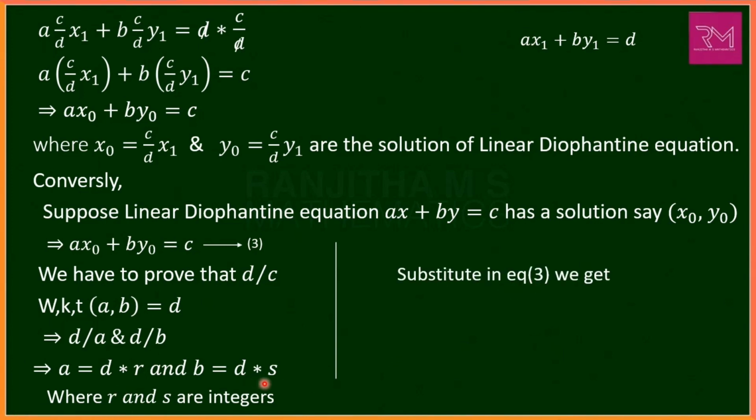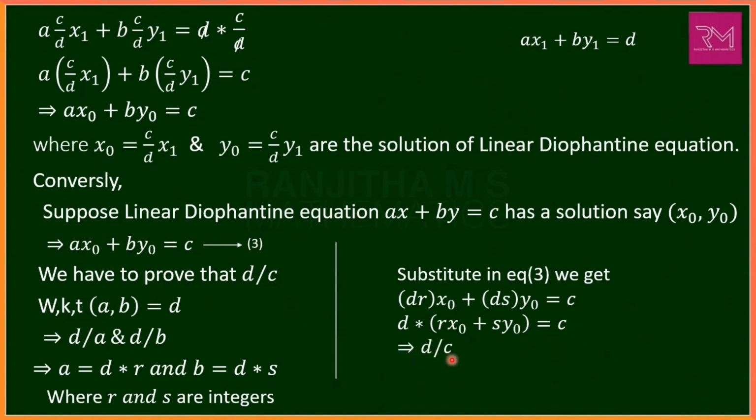Substituting a and b in equation number 3, in the place of a and b we put d into r and d into s. We get d into r into x0 plus d into s into y0, which is equal to c. Here in these two terms, take d as common, we get d into r x0 plus s y0, which is equal to c. So this is of the form d into some integer, which is equal to c. So we can conclude that d divides c.